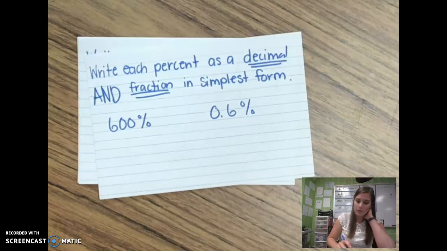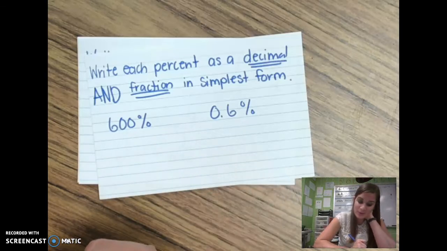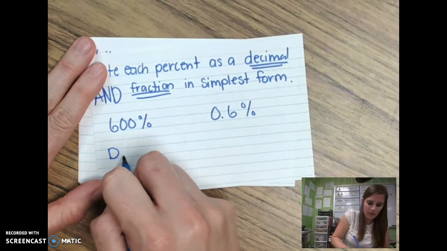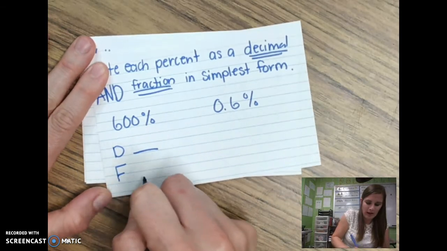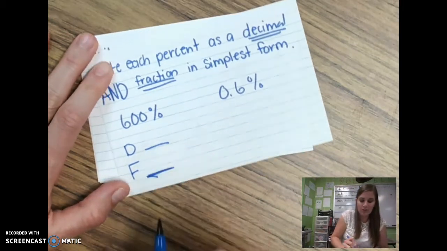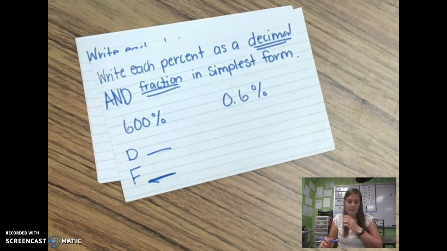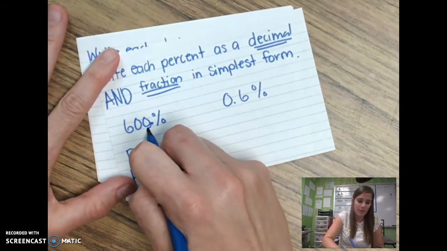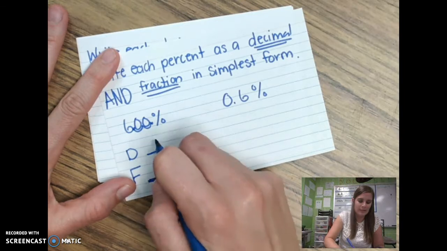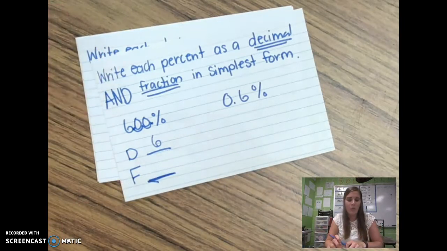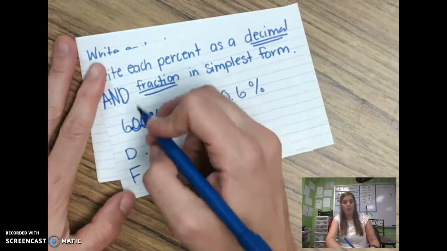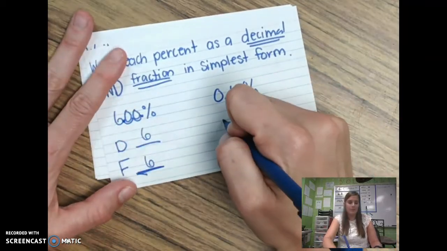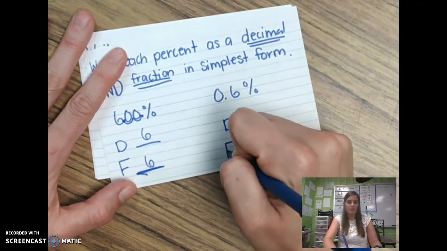Our next one, we're going to write each of these as a decimal and a fraction. I like making sure I write these out so I know that at the end I have to have them both filled in. Remember, our decimal goes right here. So we go 1, 2. Look at that, we get 6. That's a whole number. Anytime we have a whole number for our decimal, we also have a whole number for our fraction. This side over here, we still have to find the decimal and the fraction.